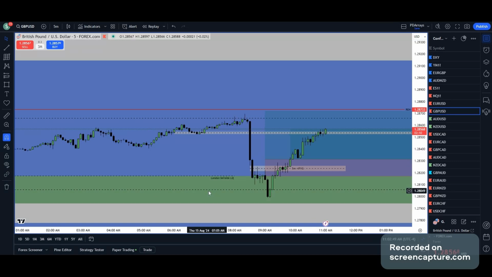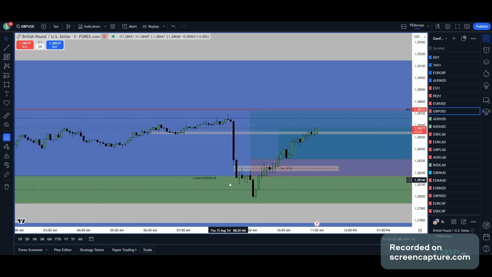To show you guys what I was looking at. Okay, so this inversion fair value gap is what really, that's the level I was using basically to frame along.